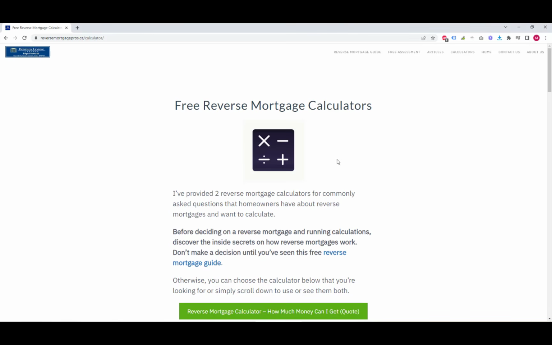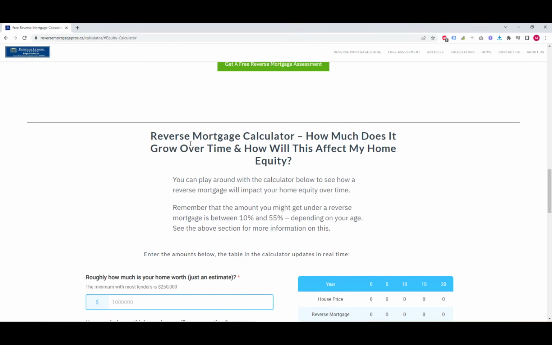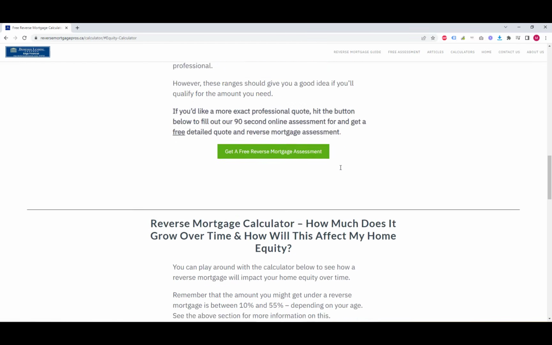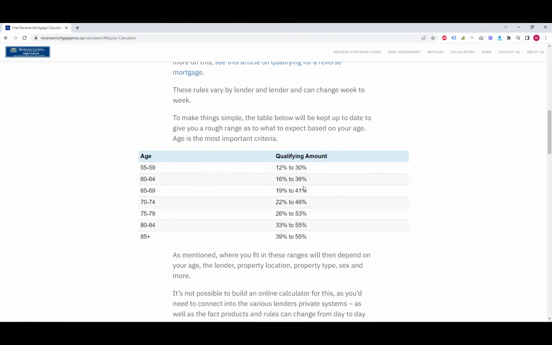At reversemortgagepros.ca/calculator, there are two calculators on the page. You can click the button if you want to jump straight to the one that shows you your home equity. But I'll quickly walk you through the top one here, which discusses how much money you can get. I put in a little table that gives you an idea of the ranges, because reverse mortgages are advertised as 55%. But really, it's actually 10 to 55% is the range. It depends on your age, property type, location.